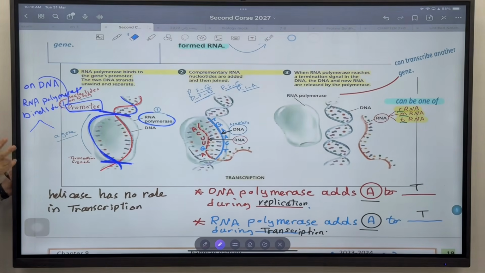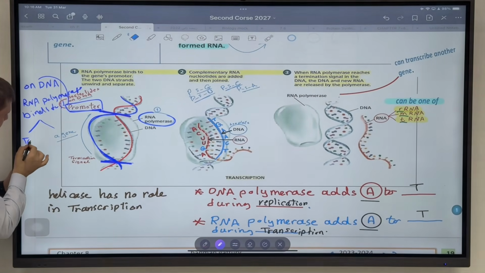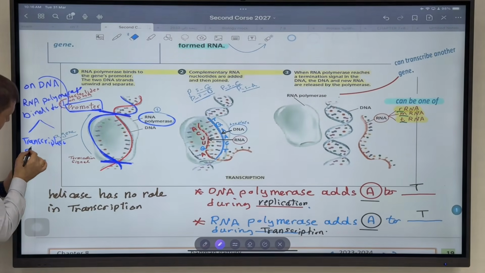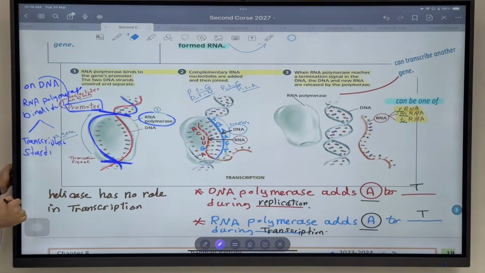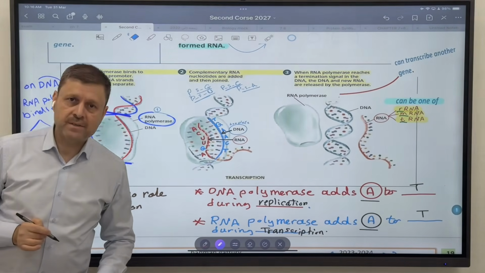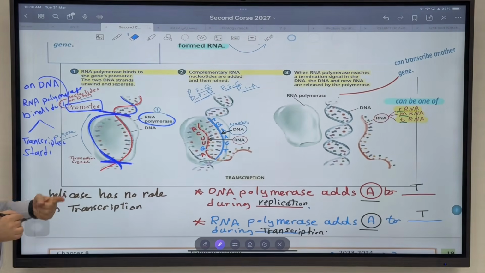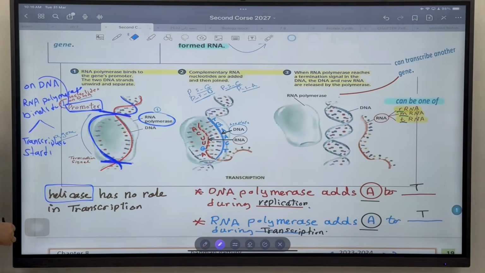After binding, you have to know 2 things about what happens. Transcription begins, starts, initiates, and also the 2 strands separate. It means that the 2 strands separate after the RNA polymerase binds to the promoter. This is the first step. Also be careful, helicase is not needed in this process.